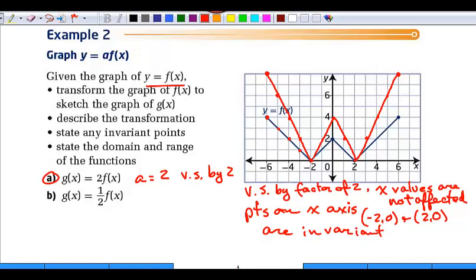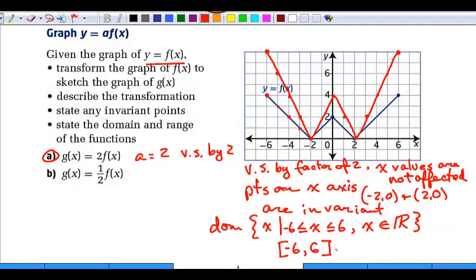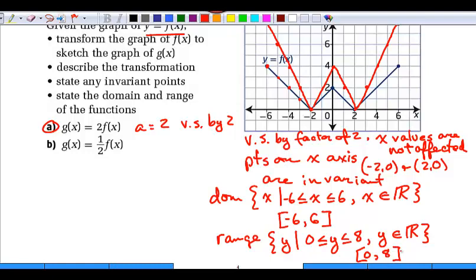And we could talk about the domain and the range. So the domain in set notation are all the x values such that x is greater than or equal to negative 6 and less than or equal to 6, and x is an element of the set of real numbers. We could also put that in interval notation and show that it's all the values from negative 6 to 6, inclusive with those square brackets. The range in set notation is all the y's such that y is greater than or equal to 0 and less than or equal to 8, where y belongs to the set of real numbers. And in interval notation, we could say that the range is all the values of y from 0 to 8 inclusive.